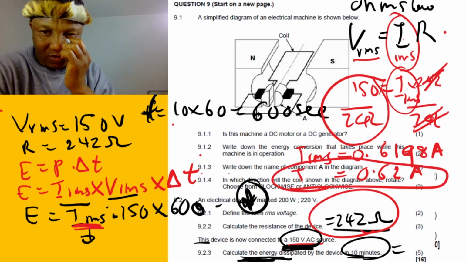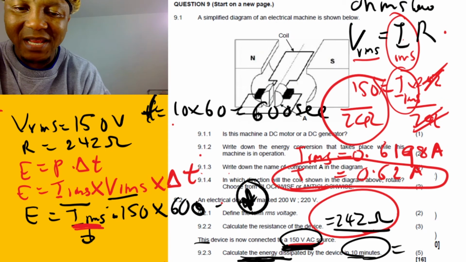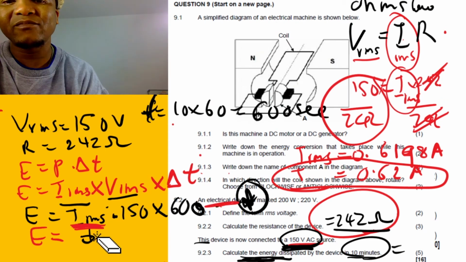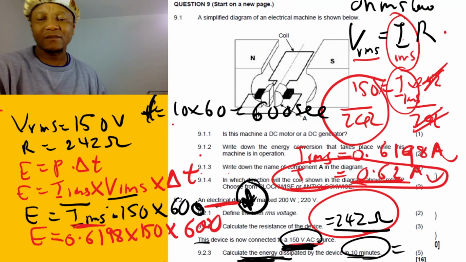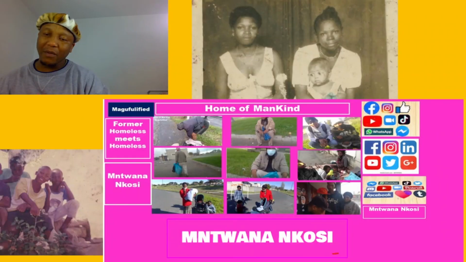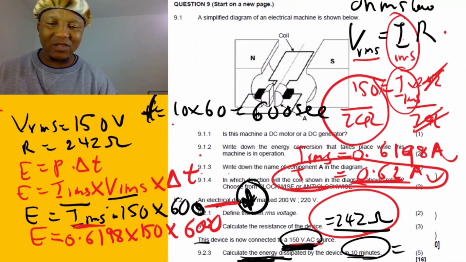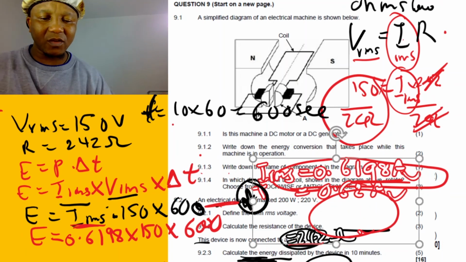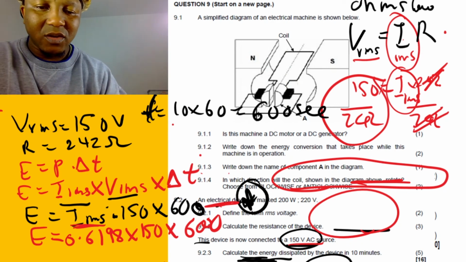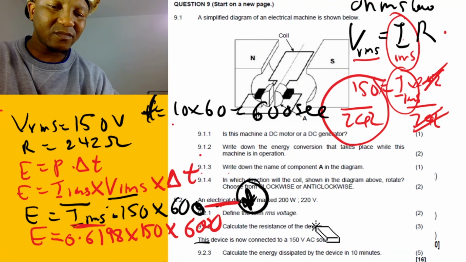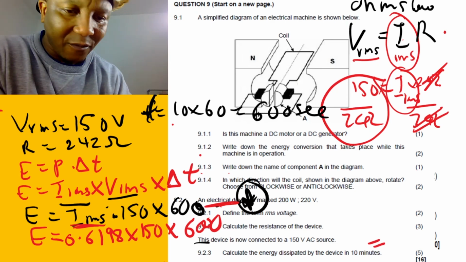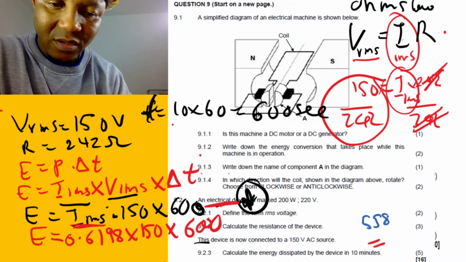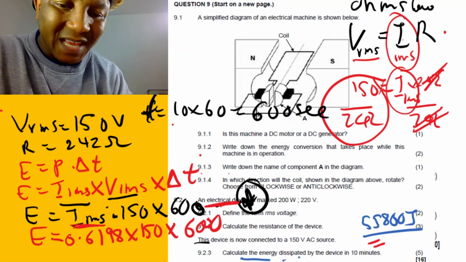The RMS current is 0.62 ampere. So now we have to substitute in this tie equation. Our energy we're looking for equals the current we now have, 0.62, or if you want you can use 0.6198, times 150 times 600. We plug it in the calculator, and it's going to give you the energy, equal to 800 joules. So this is the energy dissipated in 10 minutes.